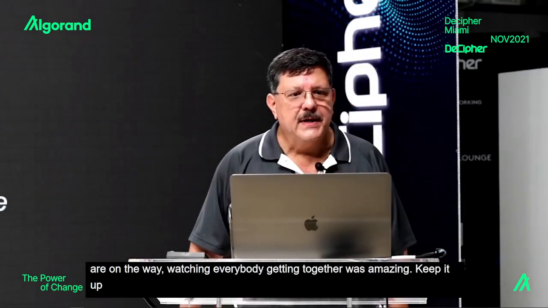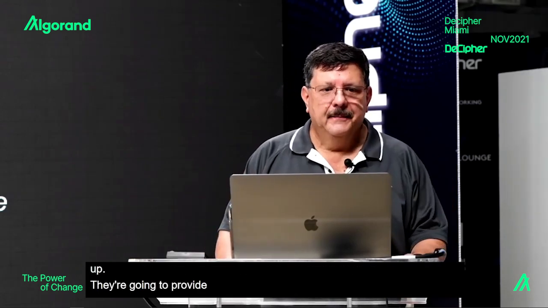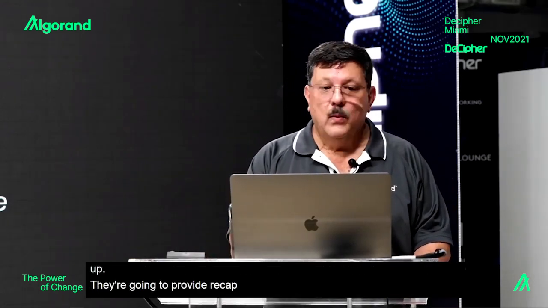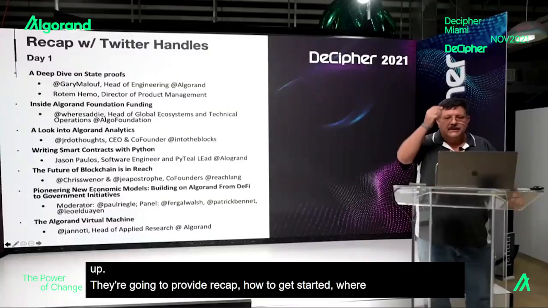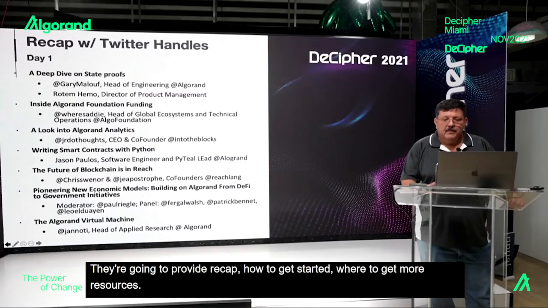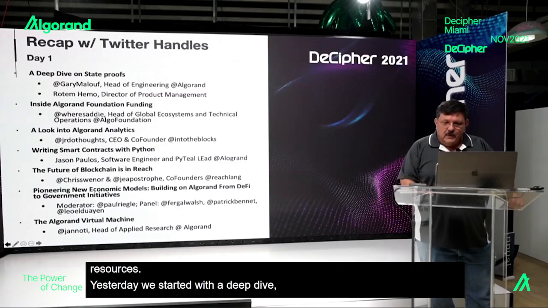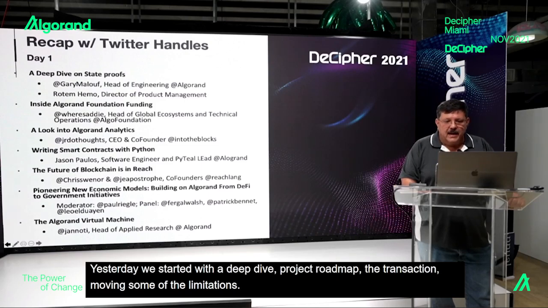We're going to provide you a recap in this session of this particular track, also how to get started, and where to learn more, and some resources. Yesterday we started out with a deep dive on state proofs. The product roadmap was talked about there, as well as how Algorand is working to increase transaction throughput and remove some of the limitations in place, in essence increasing the power of all the smart contracts.